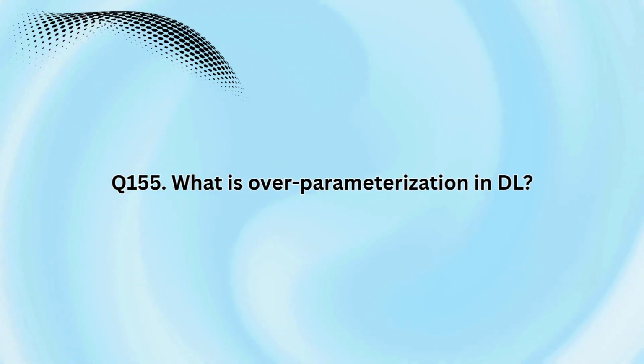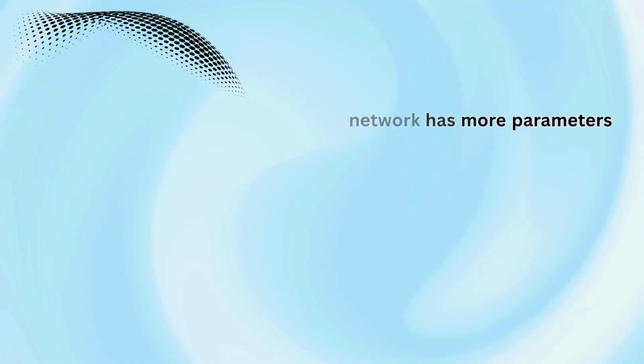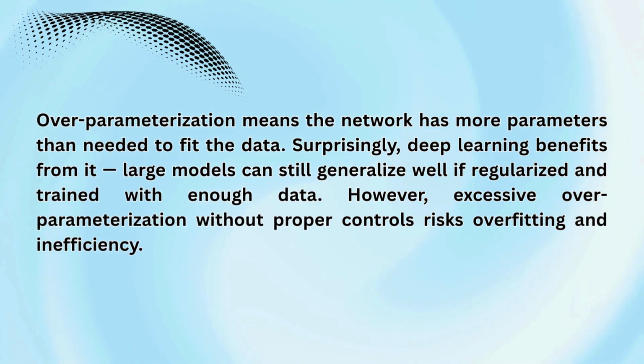What is over-parameterization in DL? Over-parameterization means the network has more parameters than needed to fit the data. Surprisingly, deep learning benefits from it. Large models can still generalize well if regularized and trained with enough data. However, excessive over-parameterization without proper controls risks overfitting and inefficiency.